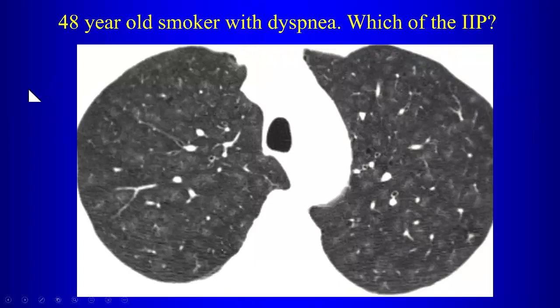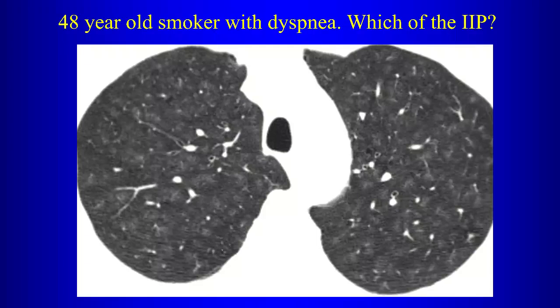Okay. Now, if I show you this, I tell you again, we have a smoker with shortness of breath. What's different about the appearance here, and which of the idiopathic interstitial pneumonias do we consider here? What's different about the appearance? So now we have centrilobular ground glass opacities, and so which of the idiopathic interstitial pneumonias? Yes, so RBILD, respiratory bronchiolitis interstitial lung disease, right?